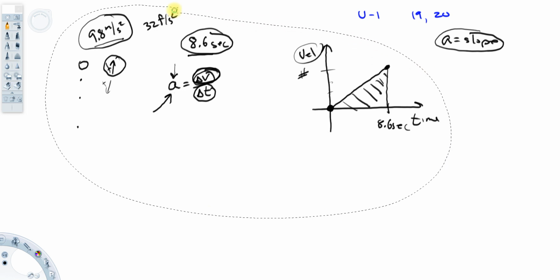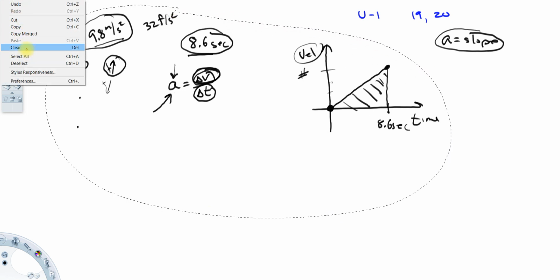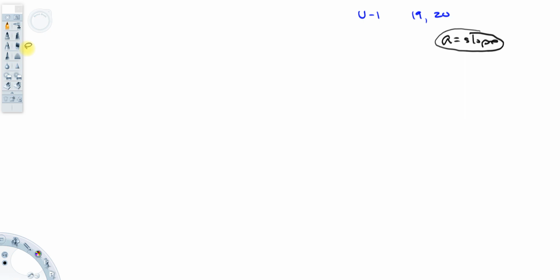I'm going to get rid of this. Let's talk about number 20. So 20 is very similar. A rock dropped off a bridge. So here's our rock. Whoops. And then the motion diagram for the rock might look something like this because the rock is moving faster and faster.